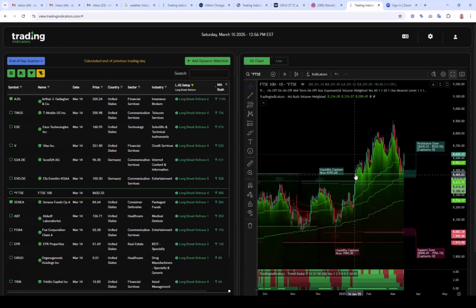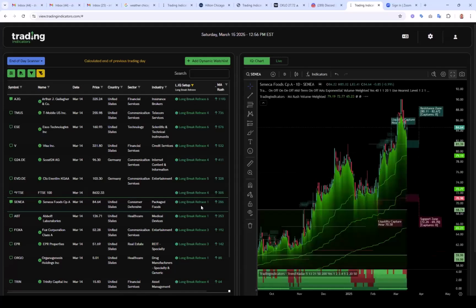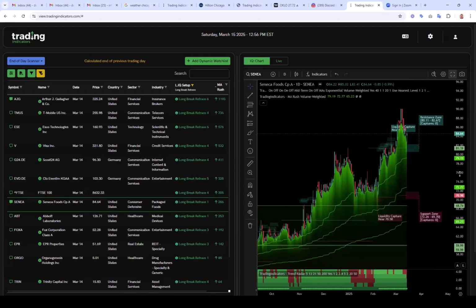Look how beautiful this happened. Zone break, retracement down to the level, and then we pulled further up. But once again here, we are a bit too far away from the level already. And maybe one more time, Seneca Foods. What do we see here? This is an interesting one too.